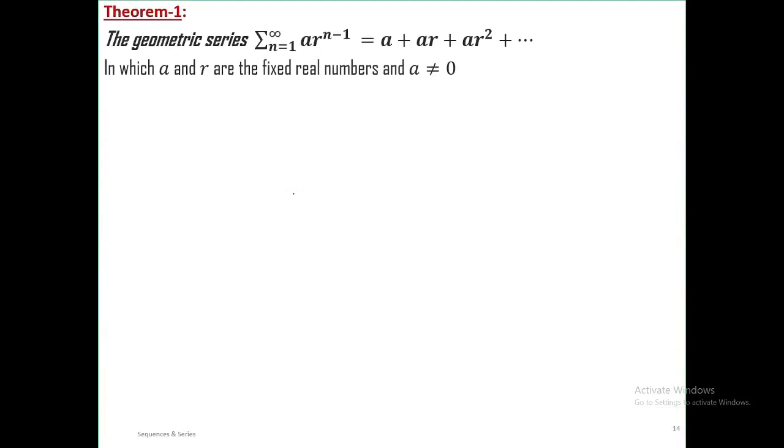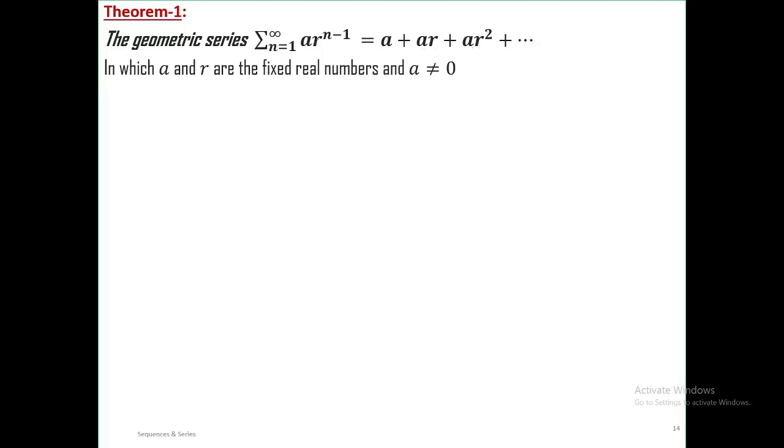the geometric series theorem. Look at the geometric series, sum of n running from 1 to infinity of ar^(n-1), which is a plus ar plus ar square, like this. You start with n is 1 here. If you substitute n is 1, what will you get? 1 minus 1 is 0, so r power 0 is 1. So that's why the first term is a. Second term, substitute n is 2 here. 2 minus 1 is 1, so ar. Third term is ar square, plus up to so on.